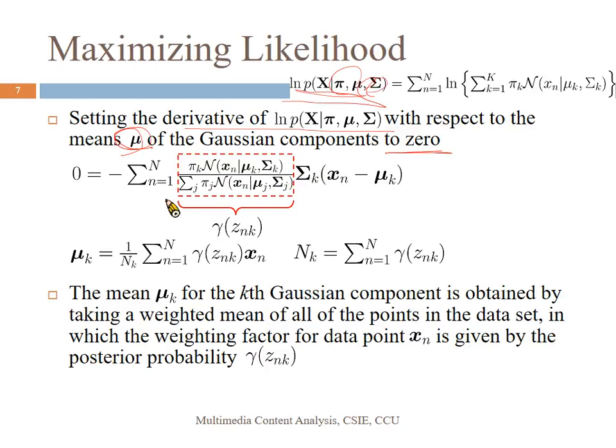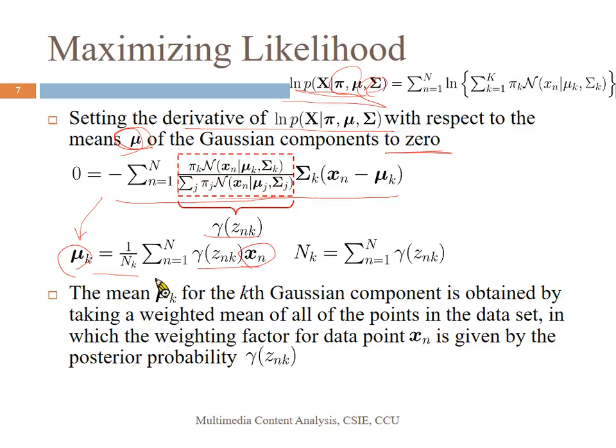After several steps of mathematical derivation, this is the partial derivative with respect to mu, and we set it to 0. And this term we define as gamma(z_nk). We can see that after some mathematical derivation, mu_k is actually the average of gamma(z_nk) multiplied by the data point x_n.